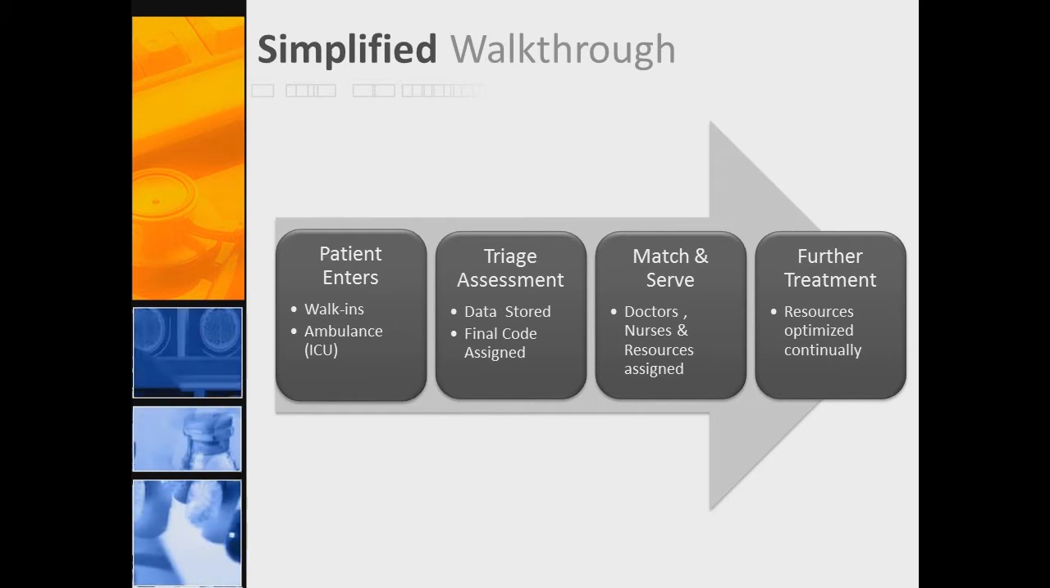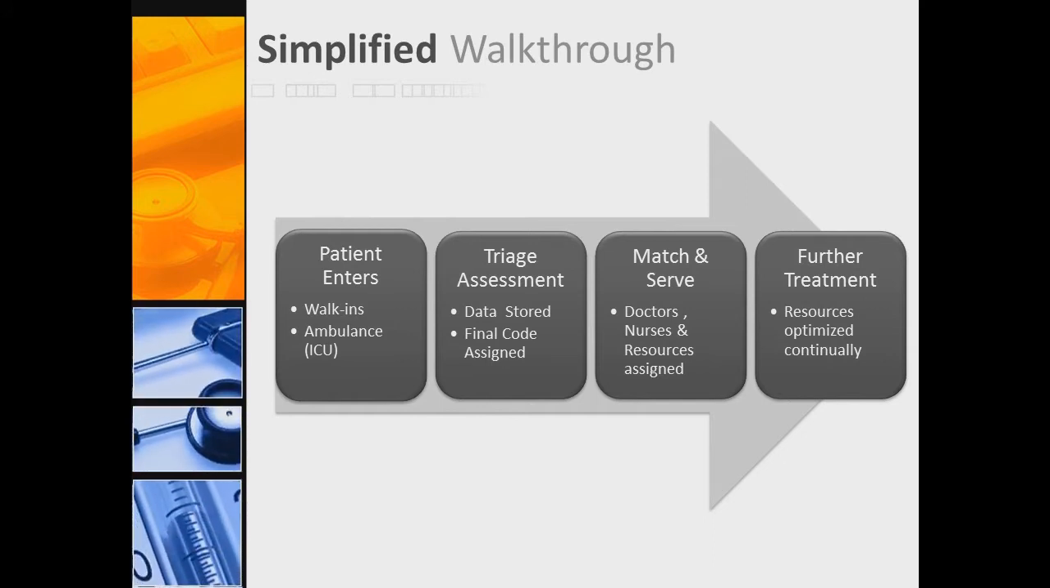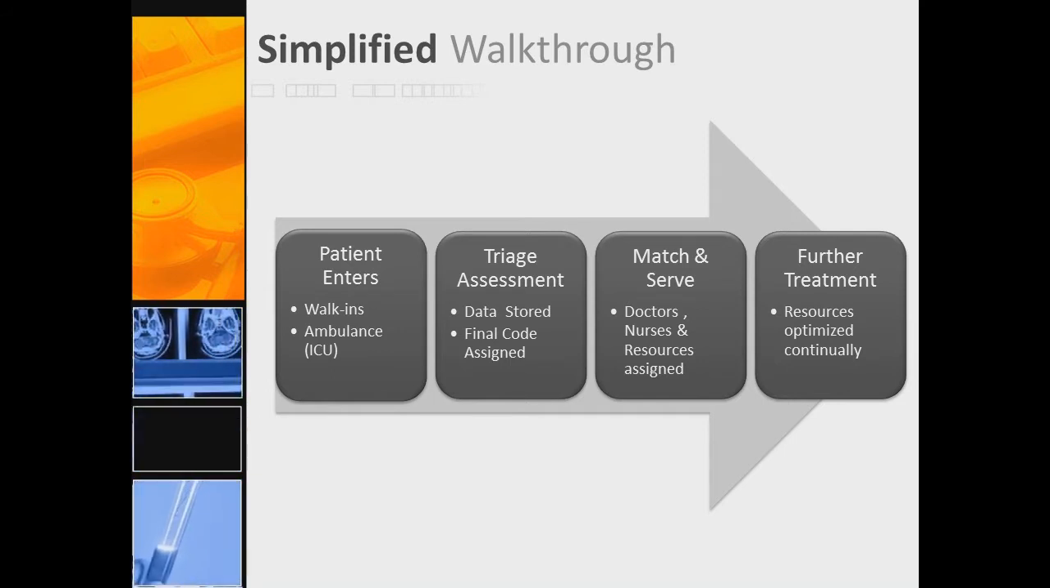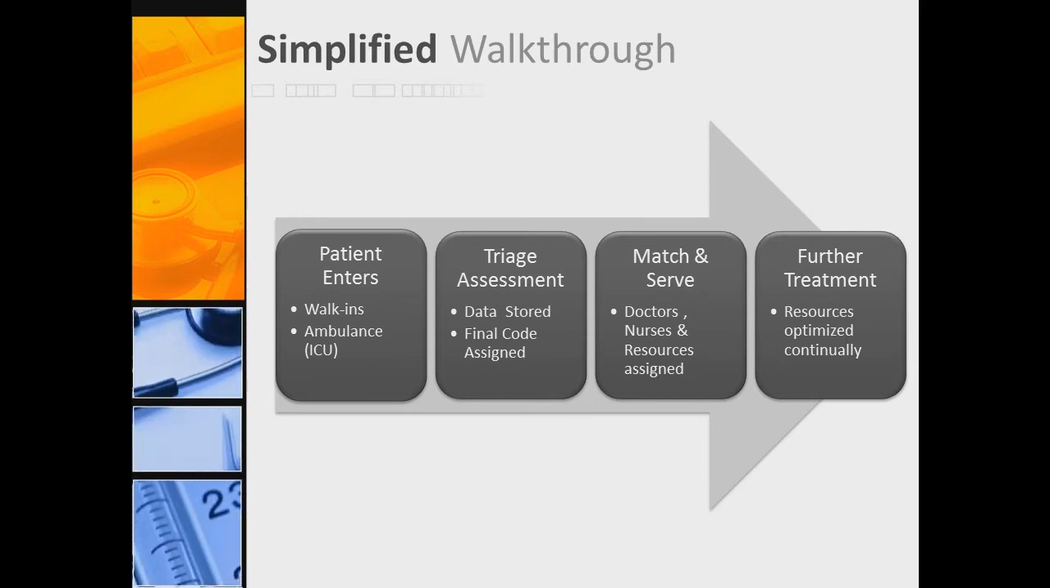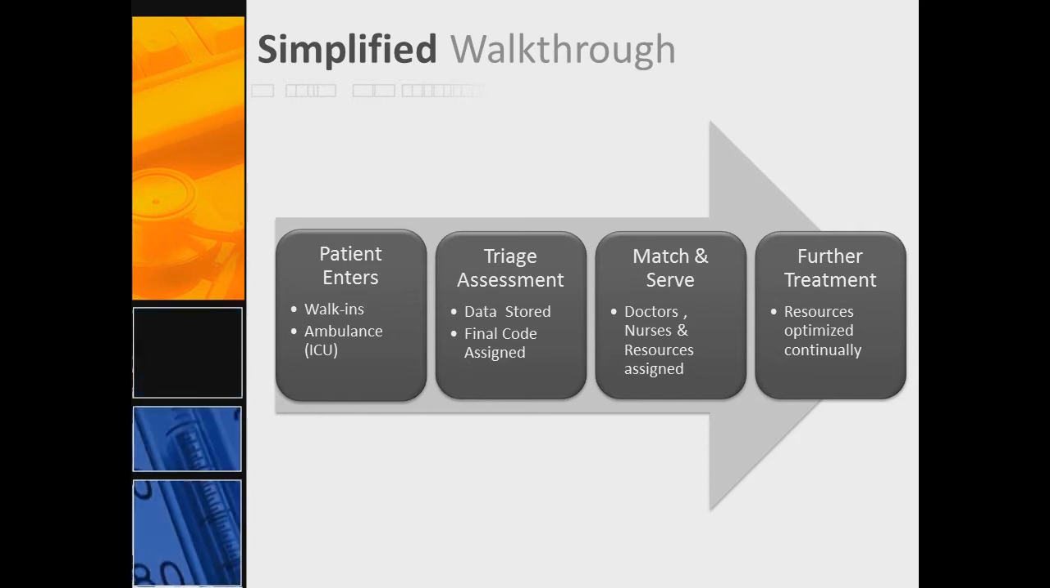This is a walkthrough of the events that will occur during the simulation. A patient enters the ER either by walking in or through an ambulance. They are assessed at the triage and assigned a final code. They are matched and served by doctors and nurses, and depending on their final code, are treated further.